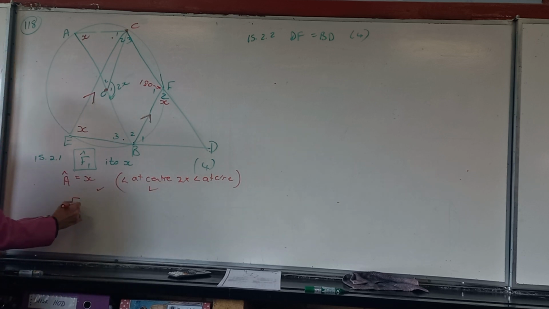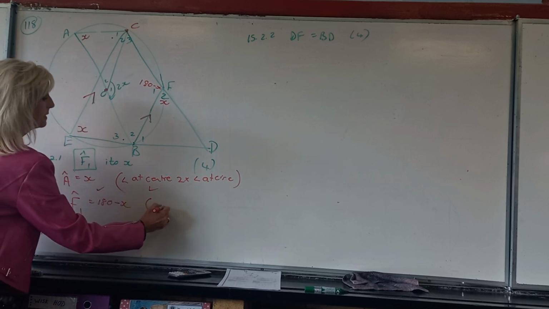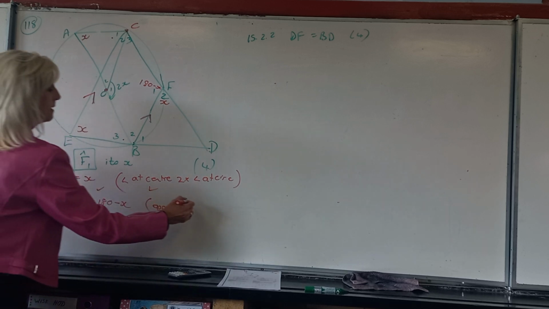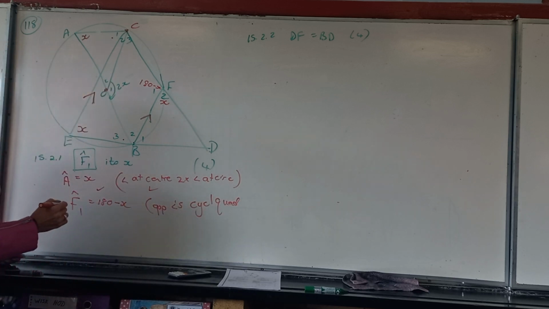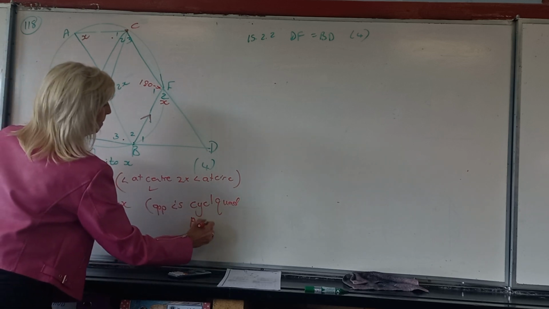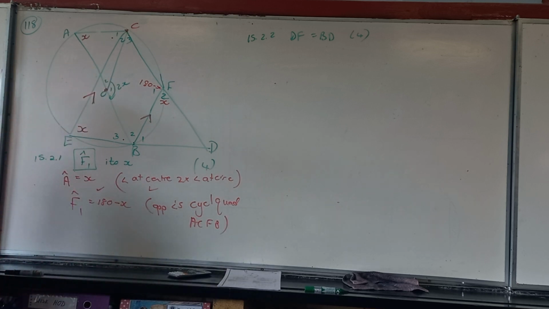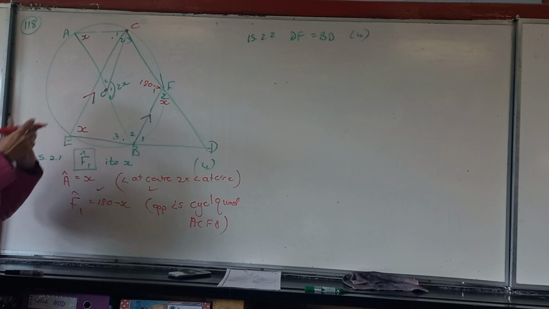And then F1 would be 180 minus X. And your reasoning tells me everything, because it's opposite angles of a cyclic quad ACFB. I like it, of cyclic quad ACFB. Why would you have to say that? So that the marker can see your funky way of doing it and follow what you've done.